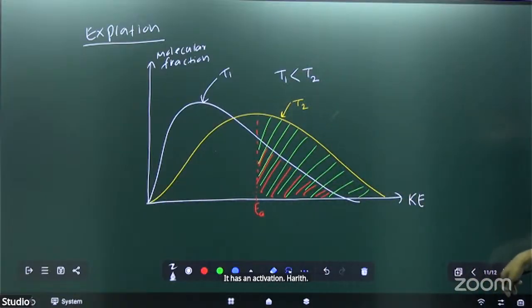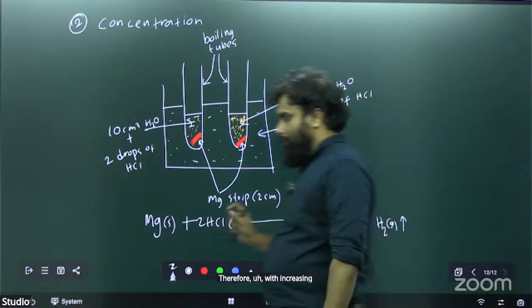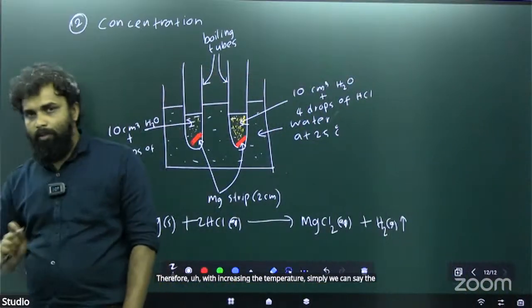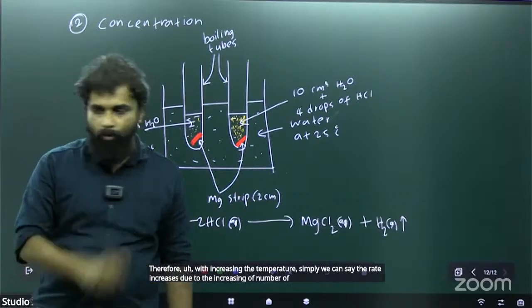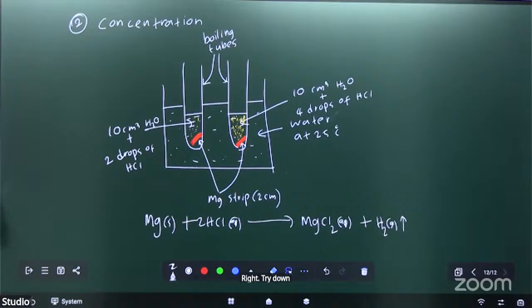Therefore, with increasing the temperature, simply we can say the rate increases due to the increasing of number of proper collisions. Right. Write down concentration, the factor, then write down under that to study the concentration effect.